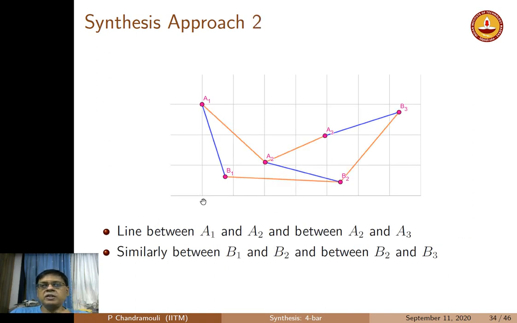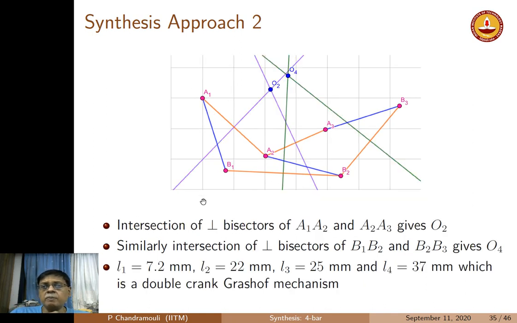We go to an inversion. We imagine that through these three positions, I join A1 to A2. Similarly, I join A2 to A3, and I do the same for B1 to B2, B2 to B3. So the construction is very simple. We do this, and then what we do is draw perpendicular bisectors.